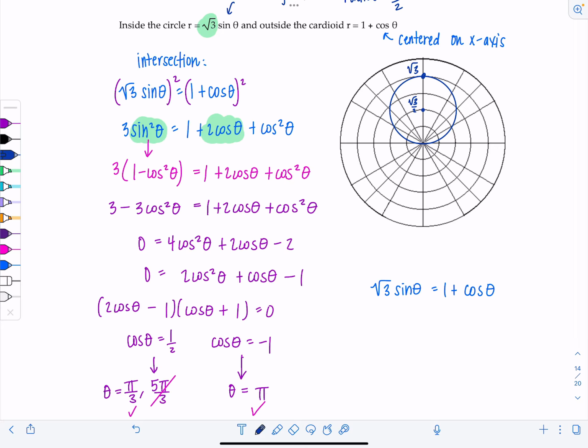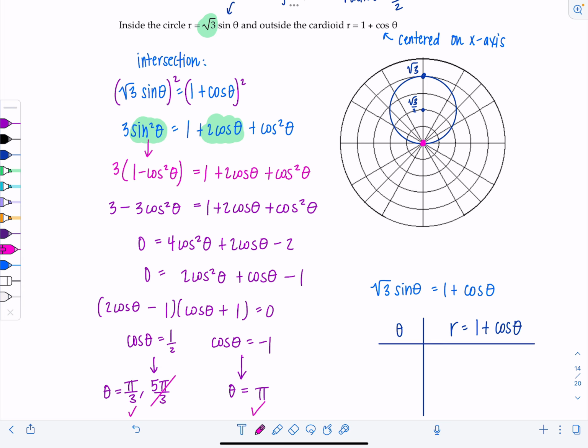Now the cardioid, r equals 1 plus cosine theta. I feel comfortable just to sketch it. If you don't, then go ahead, let's make a table, okay? Theta and then r. We already know the points of intersection, right? It's pi over 3 and pi. At pi, they're all just 0.